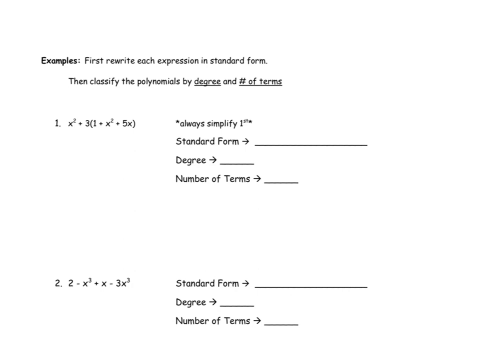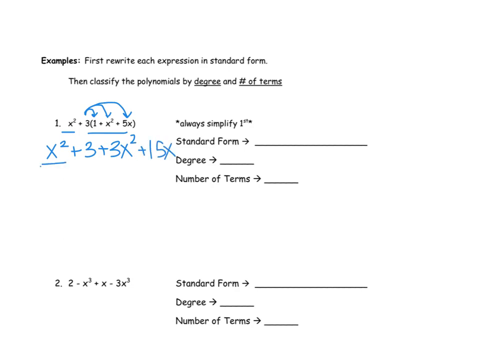So let's take a look. In our first example, we have an x squared, but we have to multiply this next piece by 3. So just a reminder of the distributive property, which we'll practice again in a couple days, I'm going to multiply each of those terms by 3. So I have x squared plus 3 plus 3x squared plus 15x.